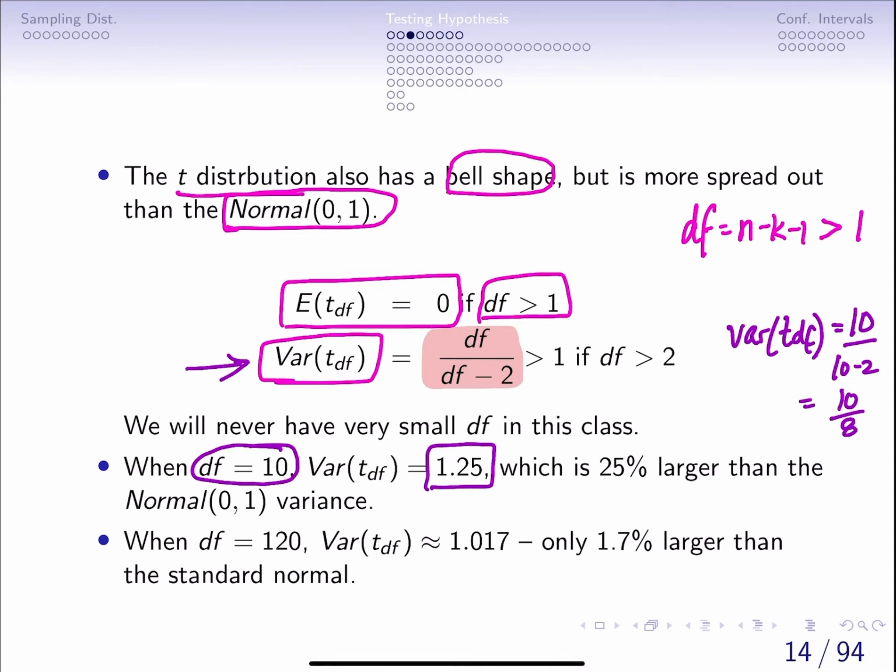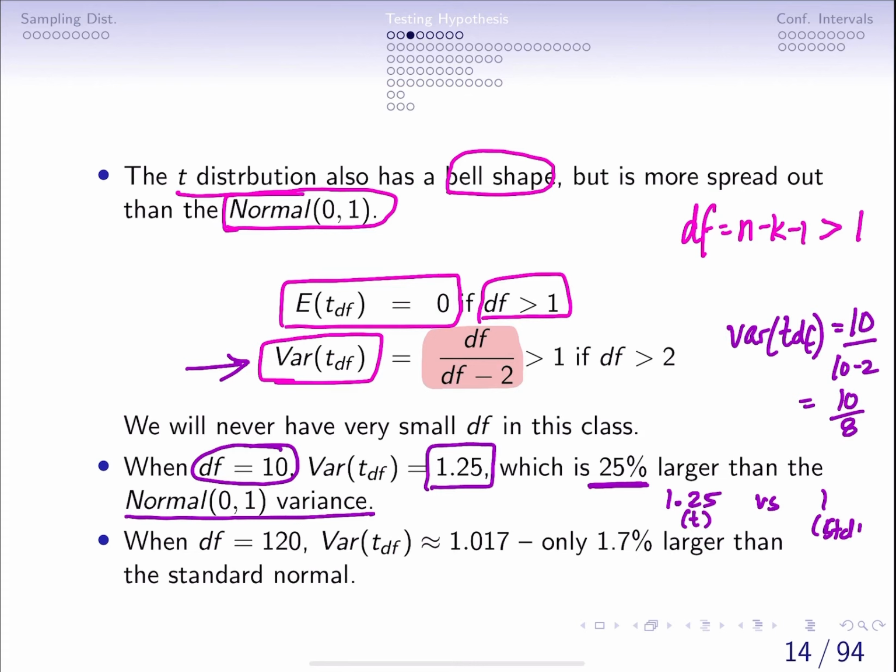Okay, and this is 25% larger. The variance is 25% larger than the standard normal variance, right? So you're basically comparing 1.25 versus 1, right? So this is the t distribution. This is in the standard normal.